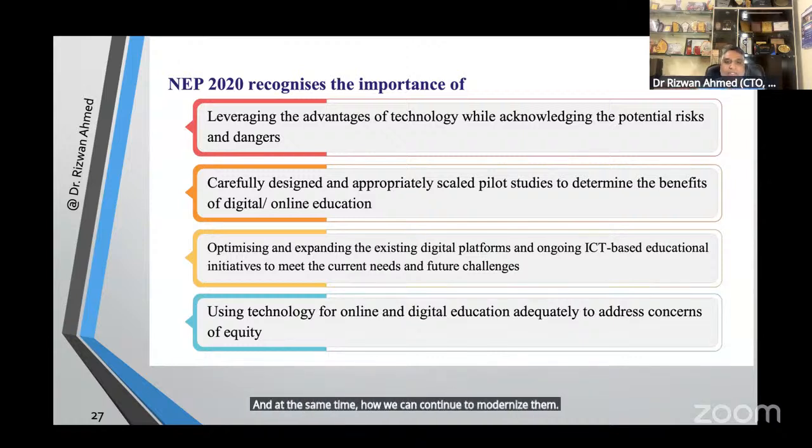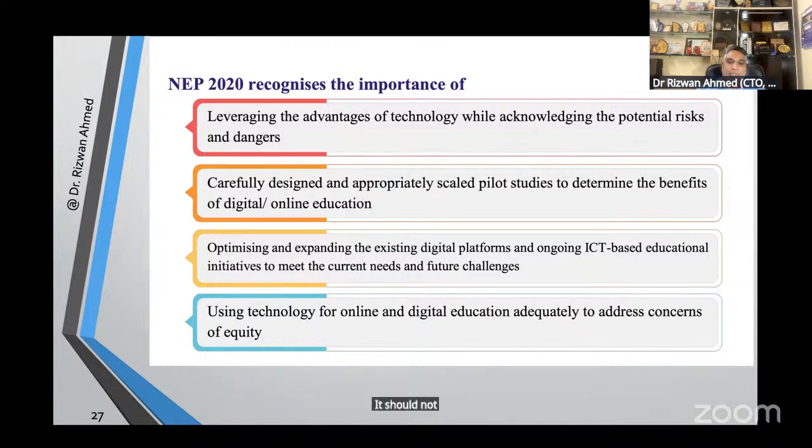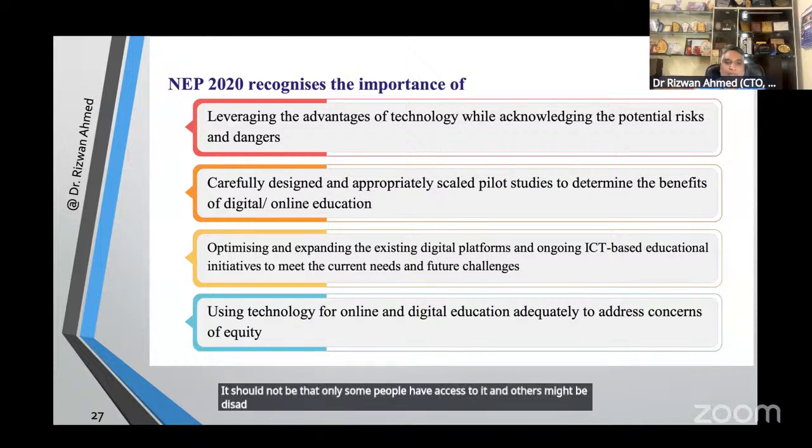And the fourth and last important recommendation which NEP makes is that using technology for online and digital education is something we need to do from the perspective of equity. It should not be that only some people have access to it and others are disadvantaged because they don't have access to the technology. And that is where we need to make it equitable for everyone, even if you're making use of technology.